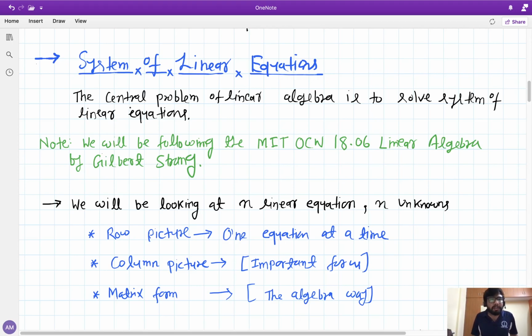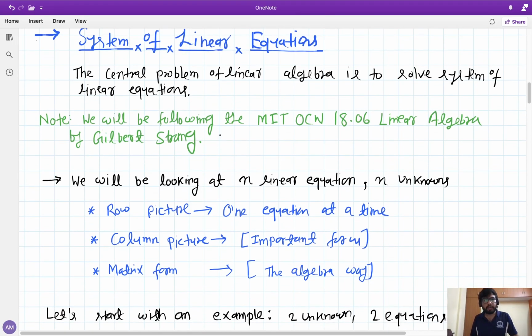So solving the system of linear equations is the central problem of linear algebra. The following content that I will be discussing in the next 3 to 4 minutes is taken from the MIT OCW 18.06 linear algebra lecture by Gilbert Strang.